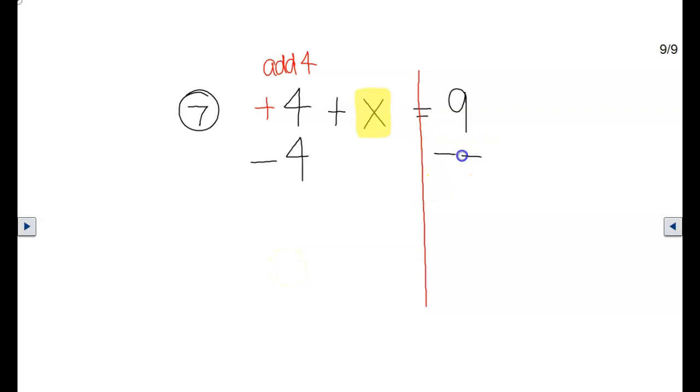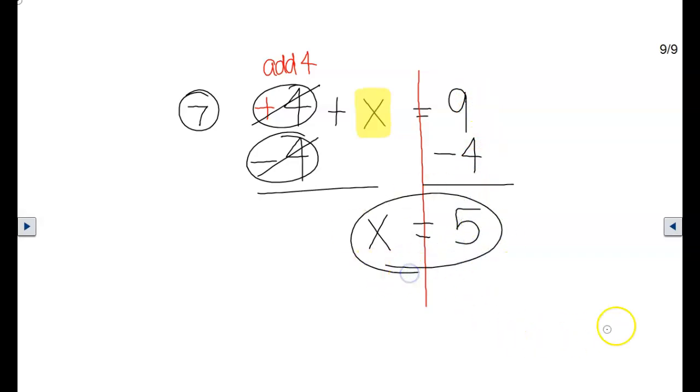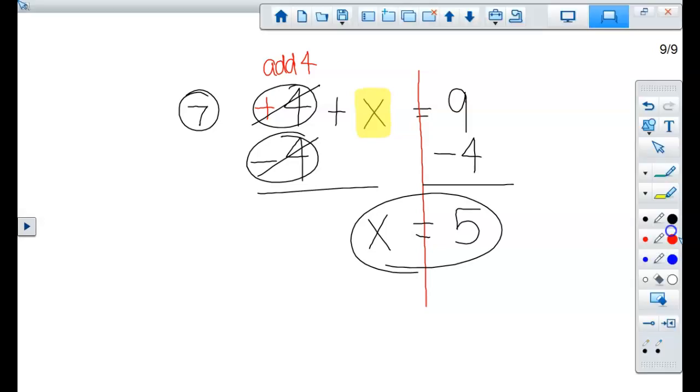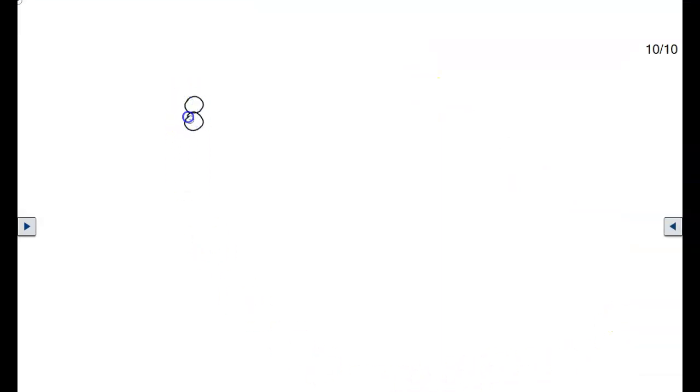If I do it to one side, I have to do it to the other. This add 4 and this subtract 4 cancel each other out. So I have my x all alone. And on the other side, 9 minus 4 is 5. So I want to point out to you here, no matter how they rearrange these equations, if you will stick to the same set of steps, you will get through these just fine.